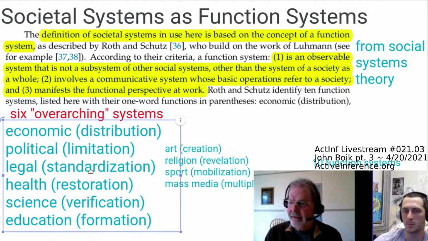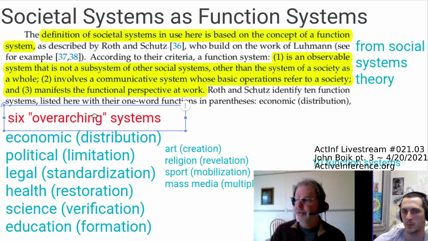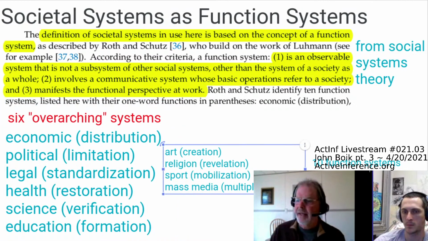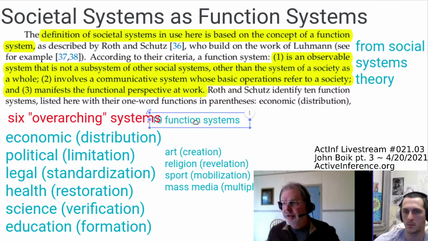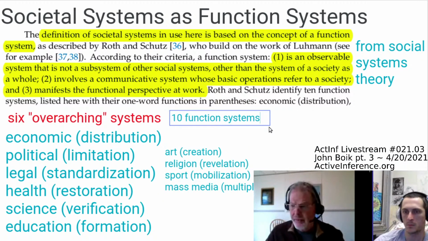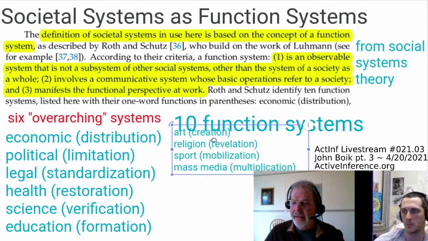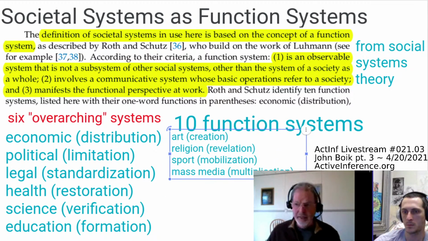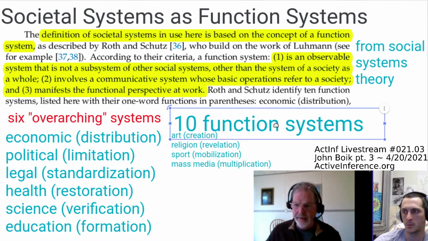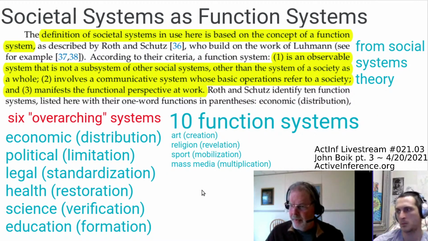Involves a communicative system whose operations refer to a society and manifests the functional perspective at work. So Roth and Schultz identify 10 function systems. And I would say that 6 of these I'm calling the overarching systems: the economic, political, legal, and so on. In parentheses there, I have their functions.